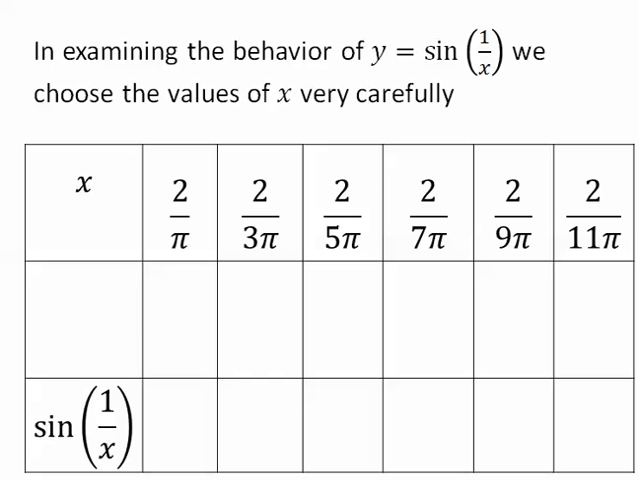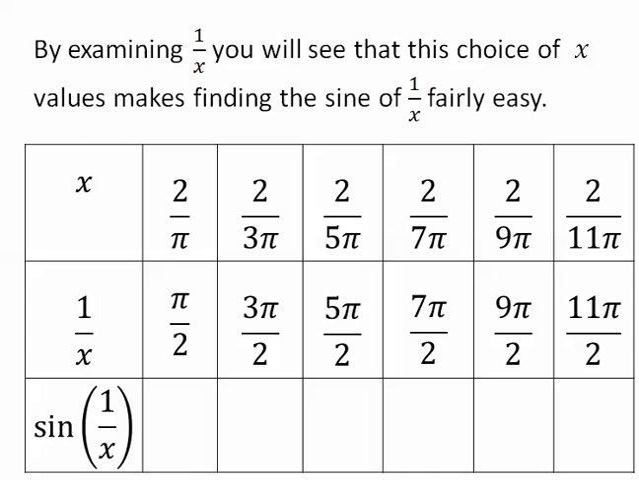Look at what happens when I look at the reciprocal. They gave us x, so let's look at the reciprocal, 1 over x, because that's what we have to find the sine of. We're not finding the sine of x, we're finding the sine of 1 over x. By looking at 1 over x, we're looking at the reciprocal of all of these values. Well, all of a sudden these values seem to be our best friends. Pi over 2, 3 pi over 2, 5 pi over 2. Those are very nice values for evaluating the sine.